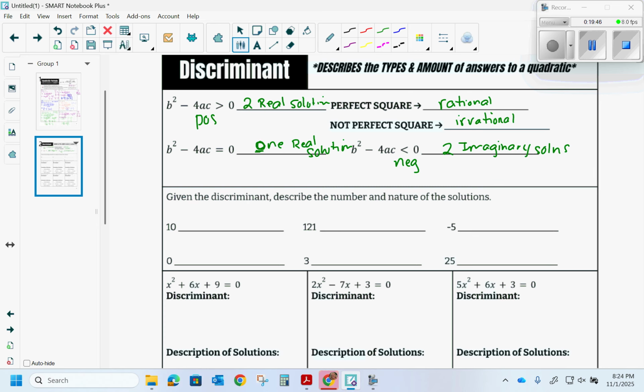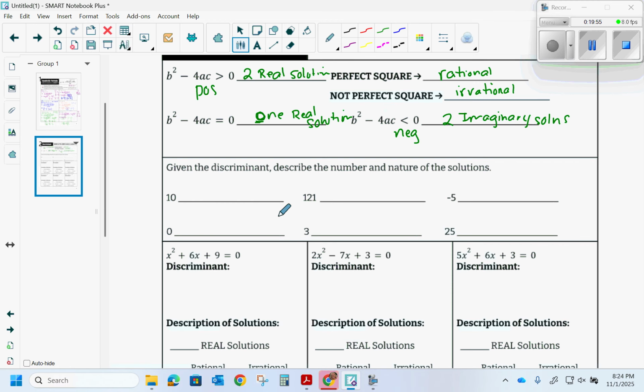All right, so here are 6 examples. We're going to say how many solutions there are and what type. If the discriminant is positive 10, there are two real solutions, and that is not a perfect square, so they're irrational. Those two are irrational, but they're real.